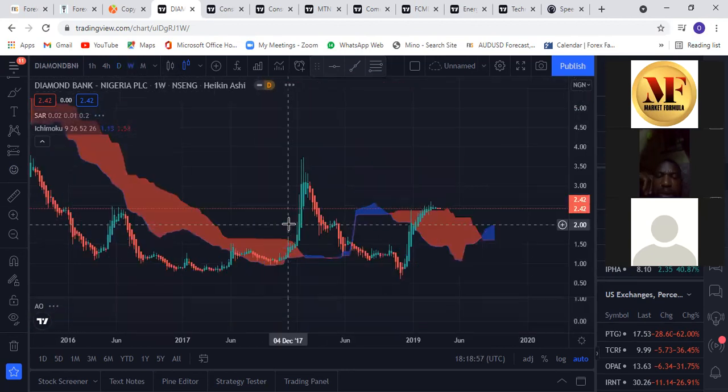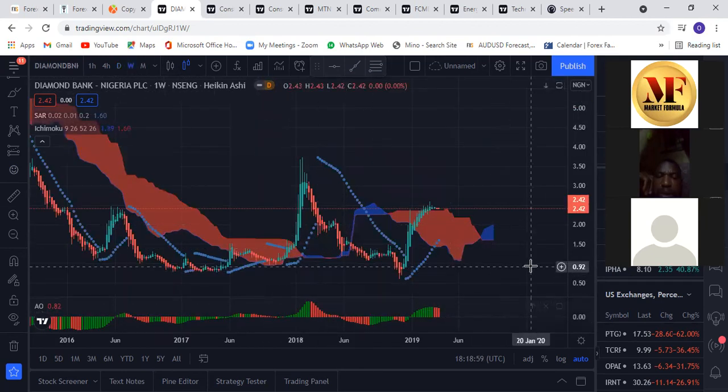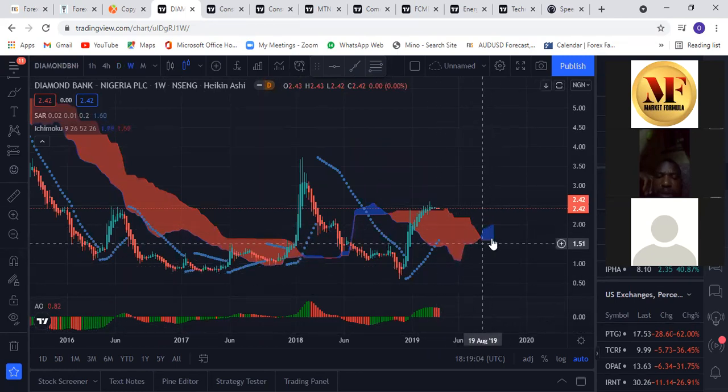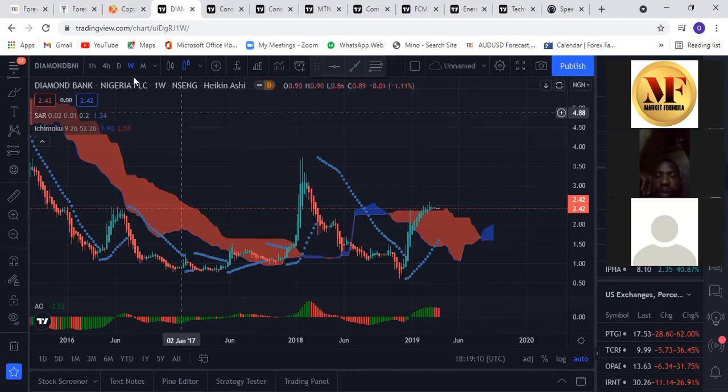Let me check the weekly chart. Okay. Momentum is leaving the market already, but in the future, the trend has changed to up. Already in an uptrend in the future. So this is a good stock.